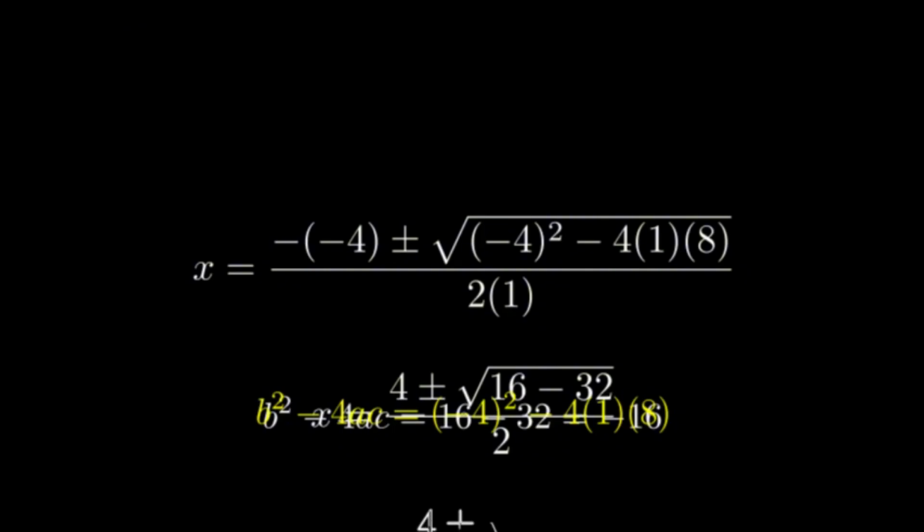Substituting our discriminant value back into our expression, we get x equals 4 plus or minus the square root of negative 16, all divided by 2. The challenge now is dealing with the square root of a negative number, which isn't defined in the real number system. The square root of negative 16 will require us to work with complex numbers, where we'll use the imaginary unit i, which is defined as the square root of negative 1.